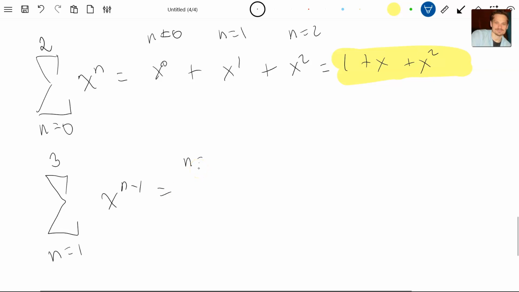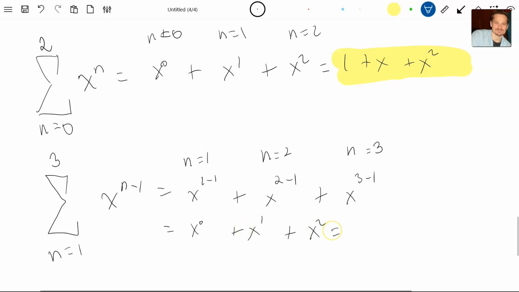So first of all, when n has the value 1, I will have x to the 1 minus 1. Then when n has the value 2, x to the 2 minus 1. And then when n has the value 3, I will have, you have to add because that's what summation means, x to the 3 minus 1. If you just work this out, this is x to the 0 plus x to the first plus x squared. And as you can see, once you clean that up, this is 1 plus x plus x squared. So it's telling us that the 1 is present here, the x is present here and the x squared is present here.